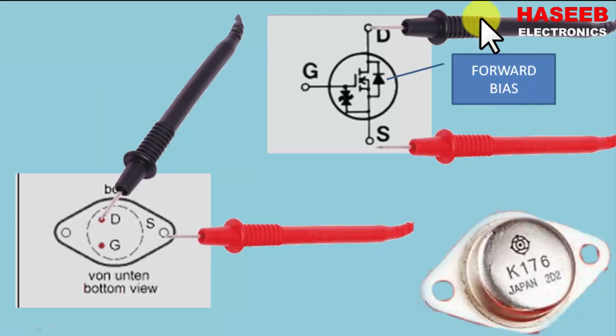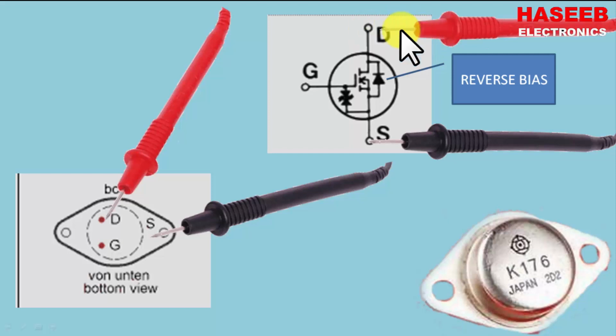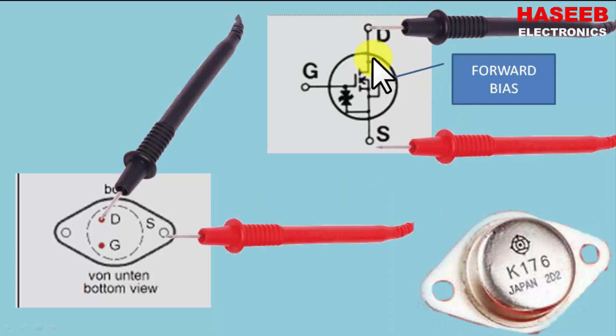Set the multimeter to measure diode. Connect the black lead to drain. Where is drain? Drain is here. And the red lead to the source. In that case this diode will be forward biased, and we will find the forward bias voltage for this diode. If we reverse the leads, red lead at drain, that is here, and black lead at source, this diode will be reverse biased. If it does not display forward or reverse, if we cannot find the forward bias voltage, that means this diode is open.